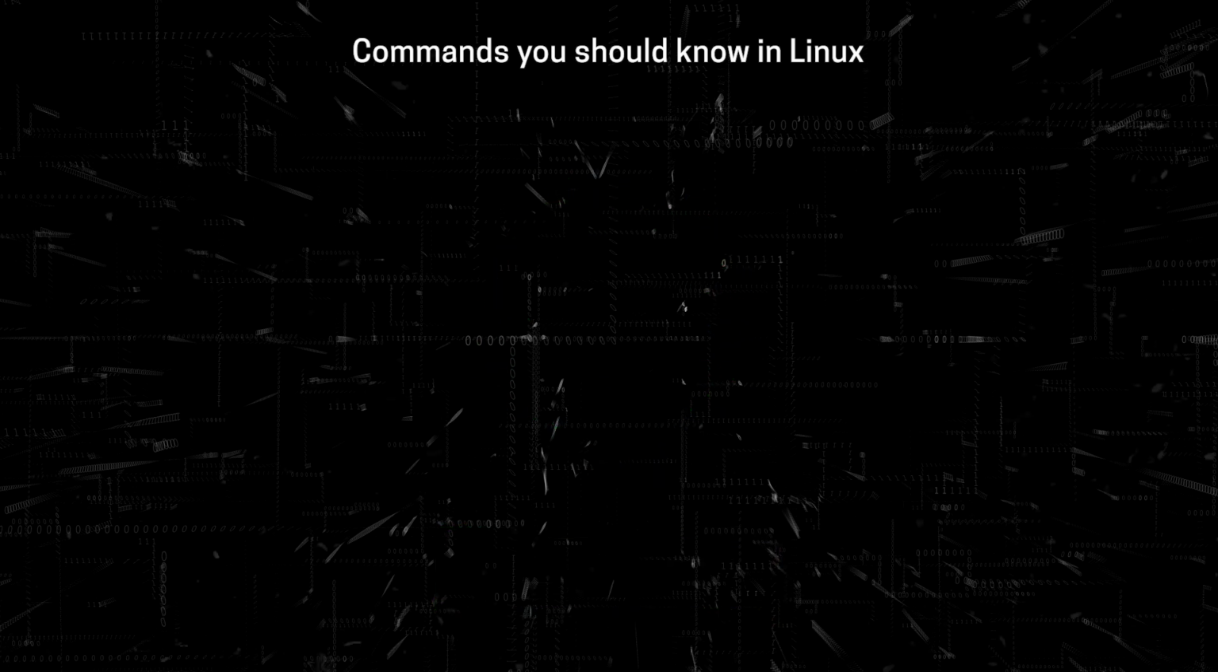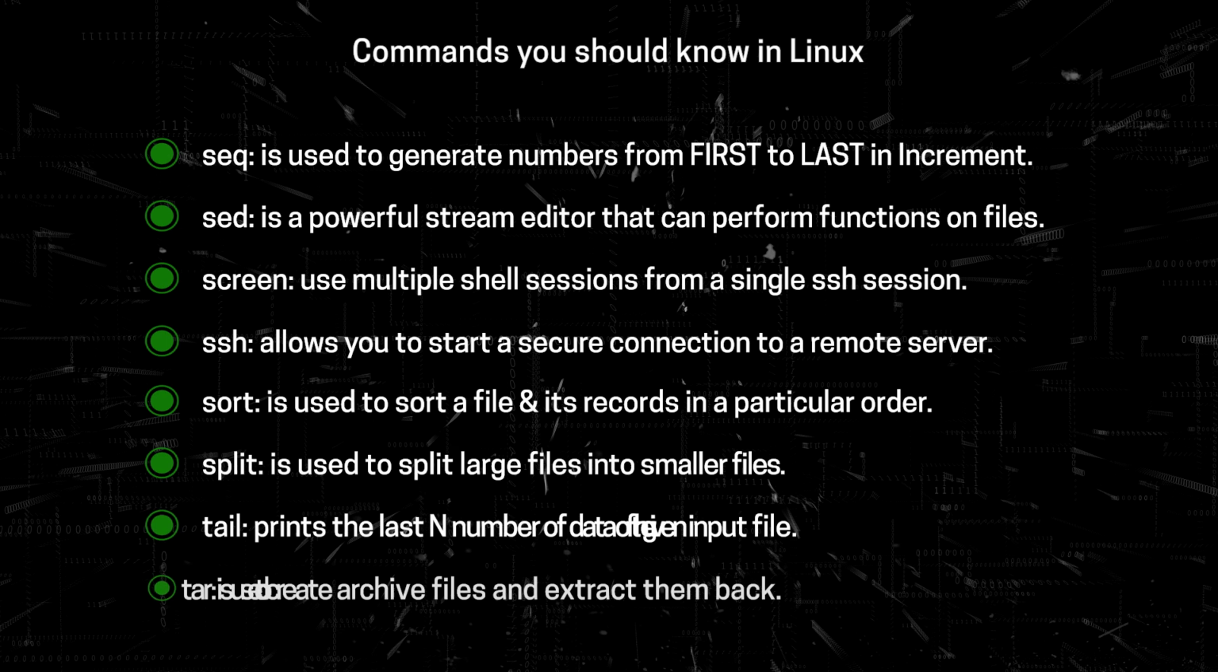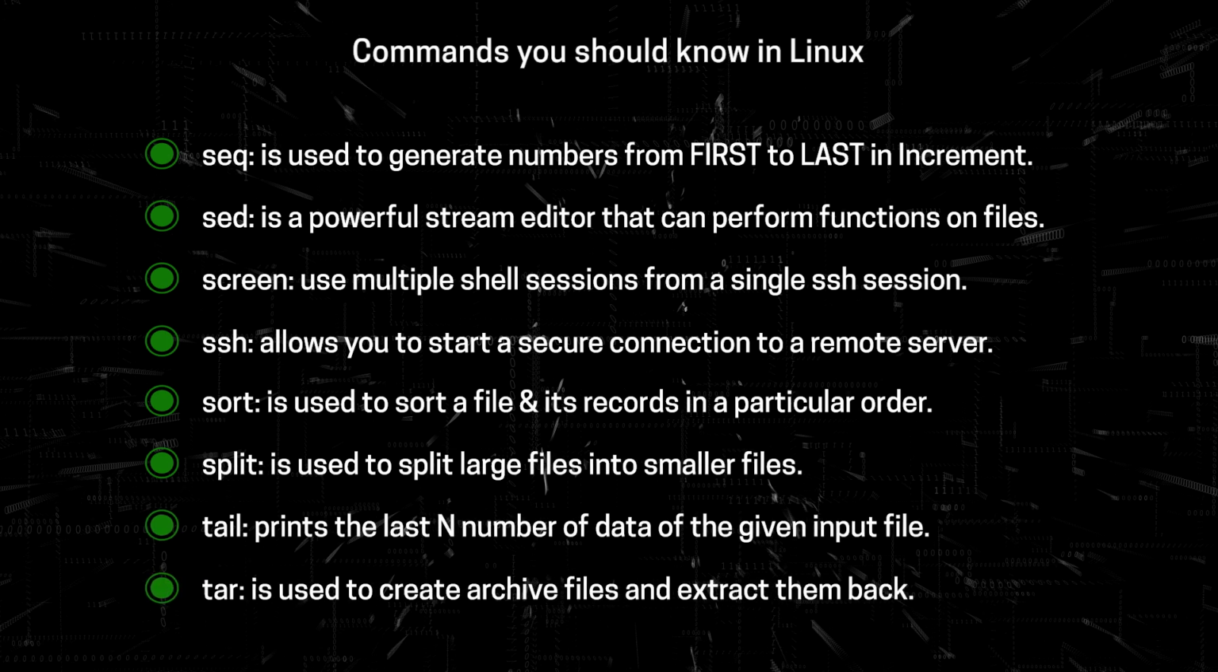So the first thing we'll look at is seq, for sequence, used to generate numbers from first to last in increment. The second thing we'll look at is sed, a powerful stream editor that can perform functions on files. The third thing we'll look at is screen. Use multiple shell sessions from a single SSH session. The fourth thing we'll look at is SSH. Allows you to start a secure connection to a remote server.